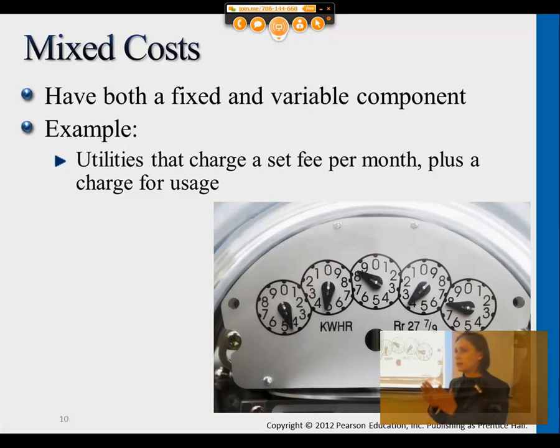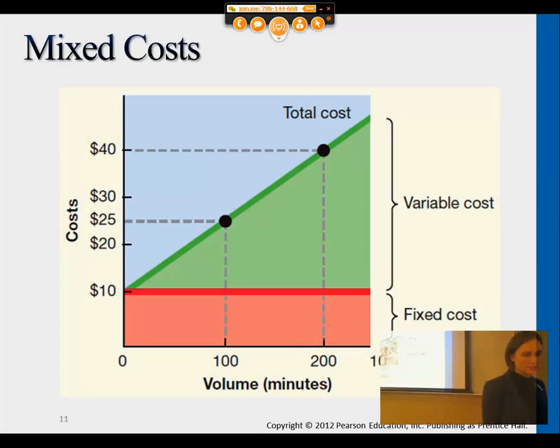So just like your utilities. Okay? You're going to pay some fixed cost, whatever that is, and then they're going to read your meter and say, oh, okay, so that's on top of that. It's never going down. It's only on top. All right, so let's look at the illustration.